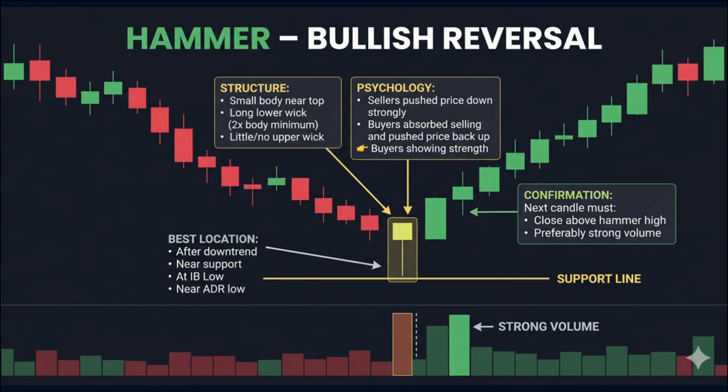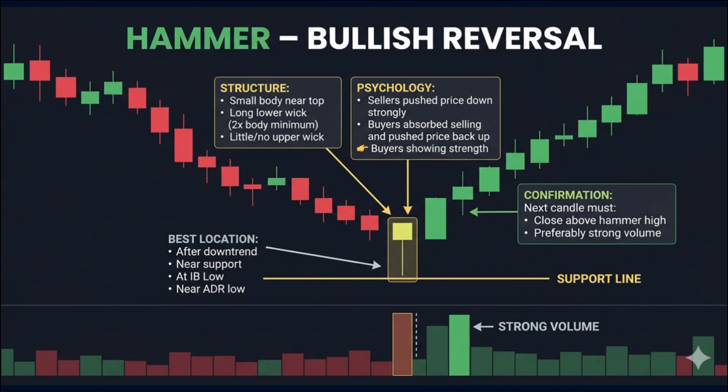You can notice the small green body at the top and that long lower wick. This tail shows the exact moment sellers were exhausted and the buyers took control. So you can see a small body, and the wick will be about 2x the body. What does the psychology say? Sellers tried to push the prices down, but buyers came back, absorbed all the selling, and showed their strength.